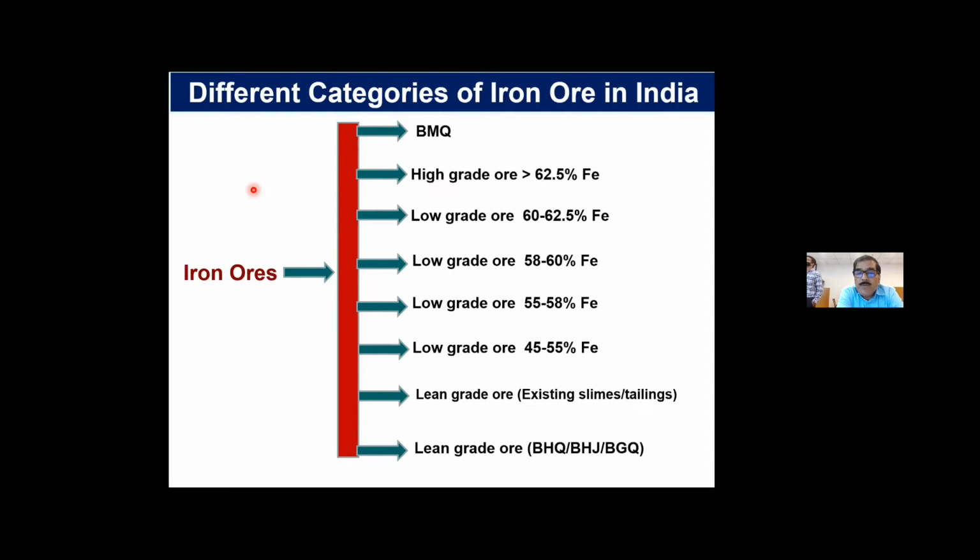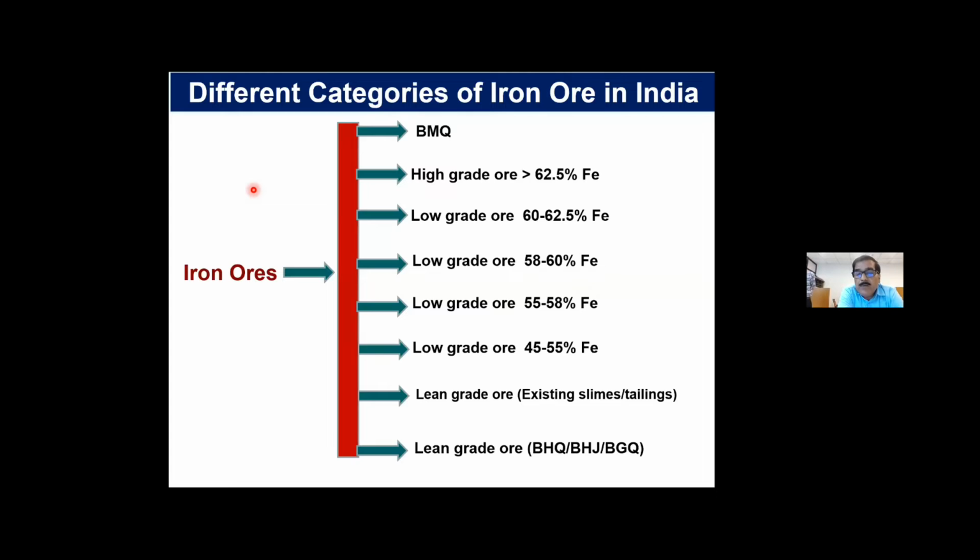The last two categories are the low grade ore of 50 to 55% Fe and the low grade ore from 45 to 55% Fe. This is the challenging task for beneficiation as well as pelletization, because if you see the mineralogy of these two categories, mostly the goethite percentage is more and the kaolinite percentage is more. Next, I will tell you how to tackle these things.